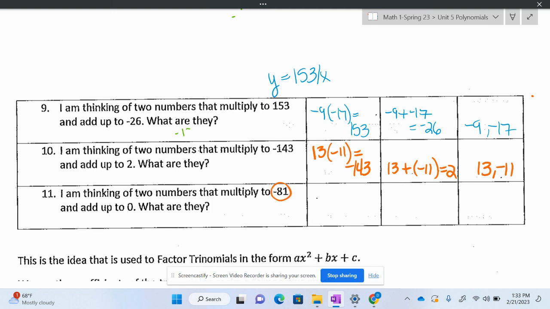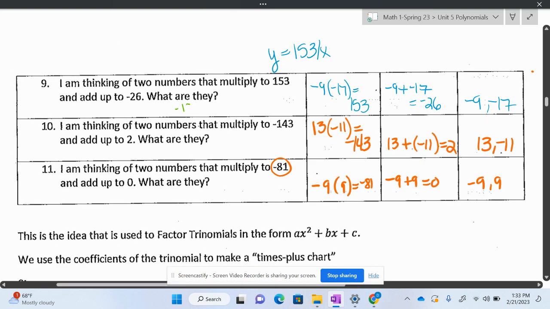Last one, Naya. Two numbers that I can multiply together to get negative 81, that when I add them up, they equal 0. Awesome. Negative 9 times positive 9. Negative 9 plus 9 equals 0. So the numbers are negative 9 and positive 9.